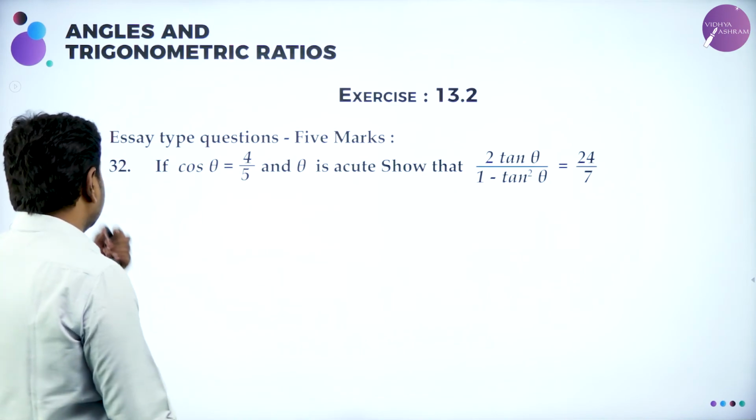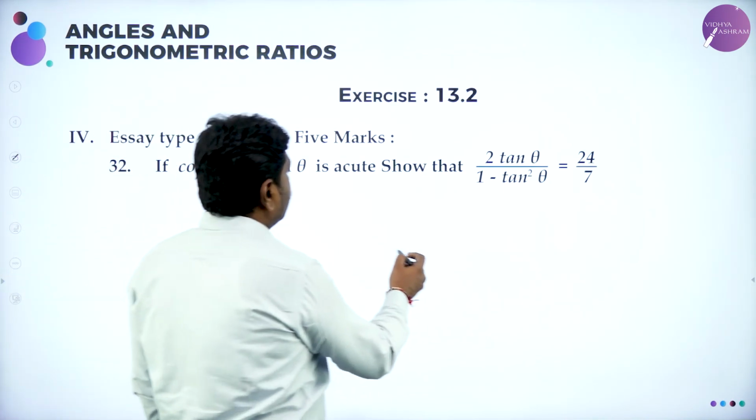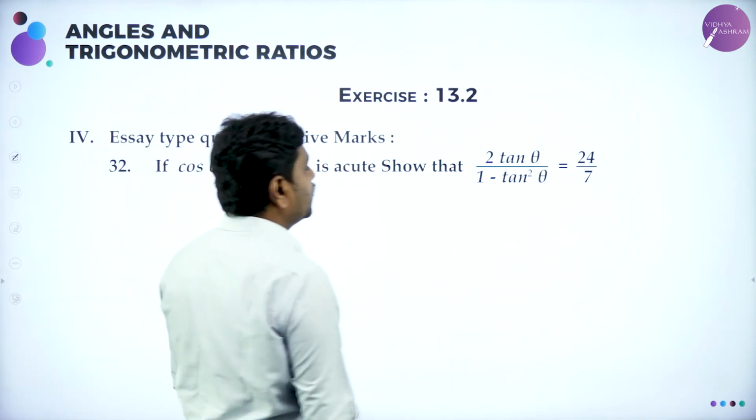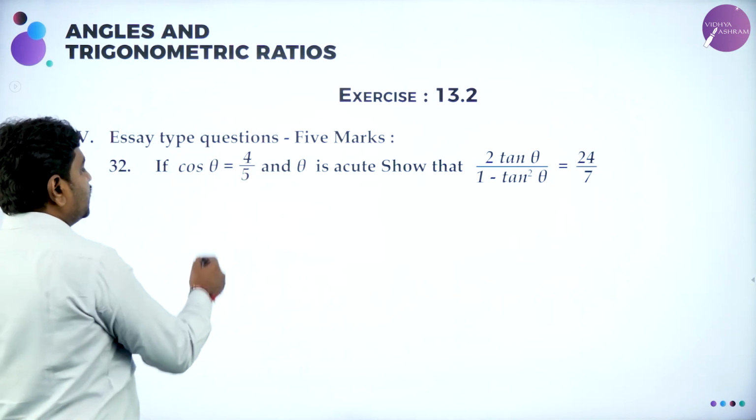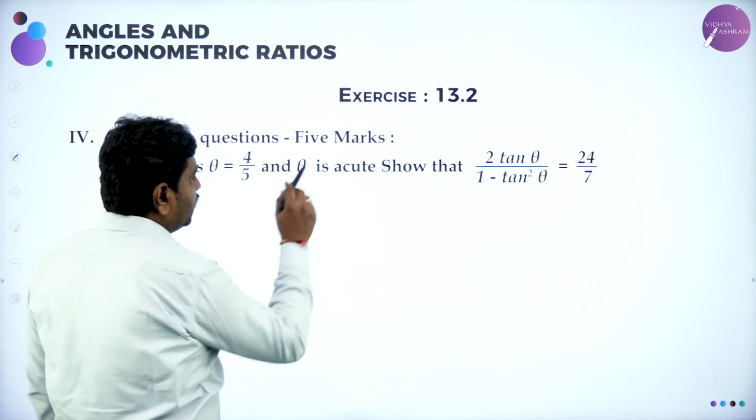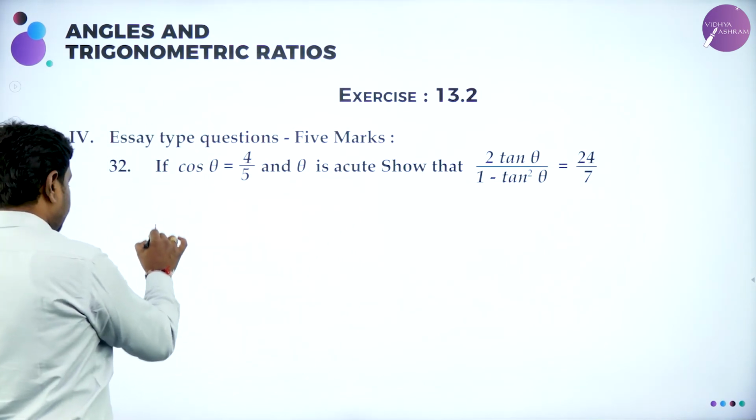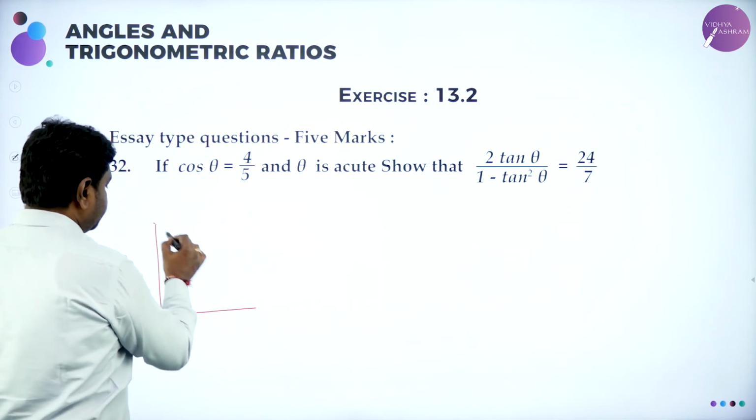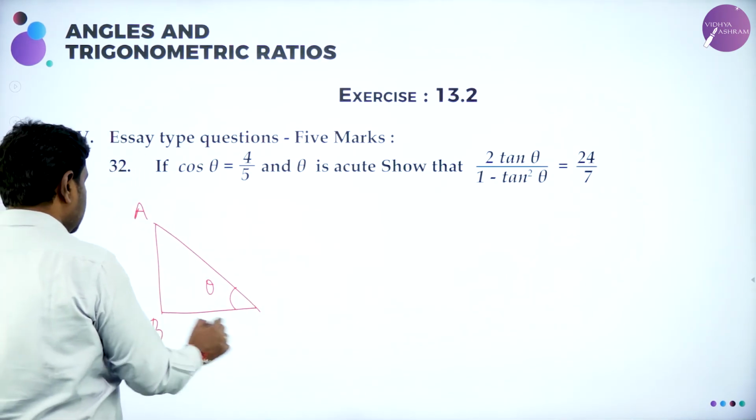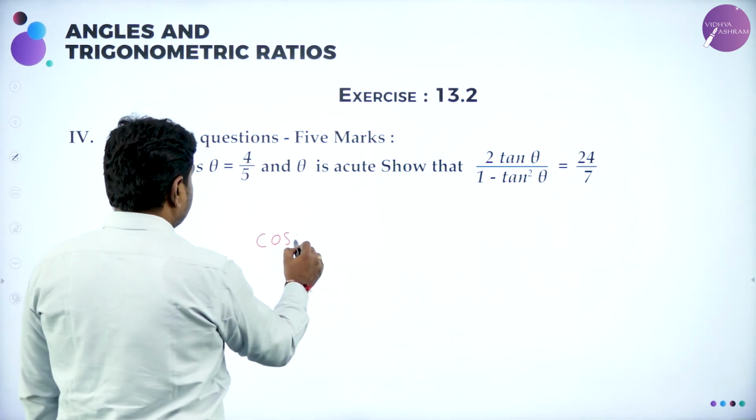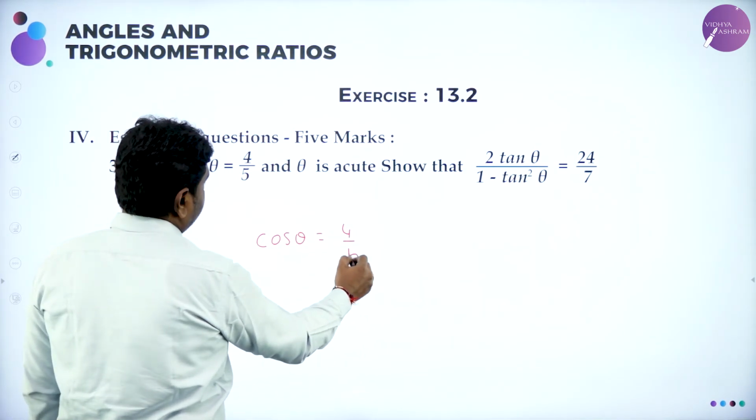Then we have the next problem. Cos theta they give 4 by 5 and they want 2 tan theta by 1 minus tan square theta is 24 by 7. So simple, from cos theta draw a triangle and arrive at tan theta. So now we'll take a right angle triangle. This is theta and I call this ABC, and cos theta is given. What is cos theta they gave? Cos theta they gave 4 by 5.